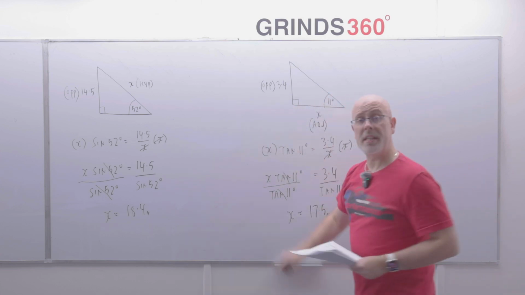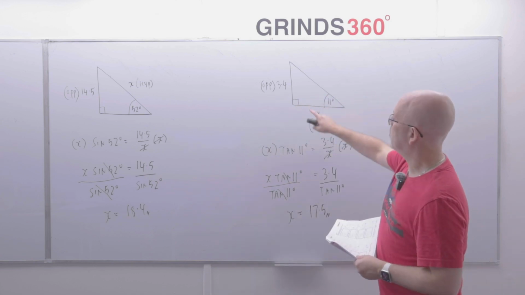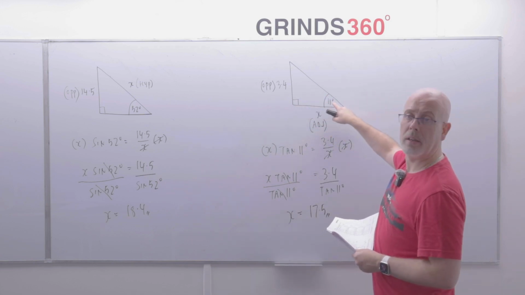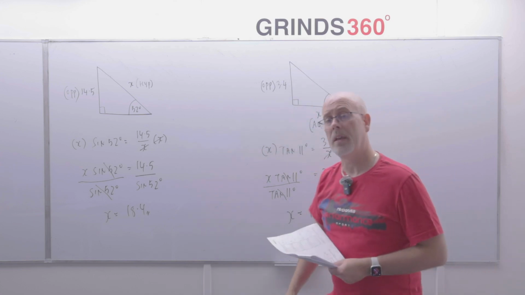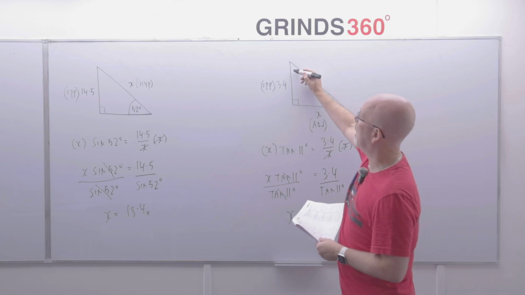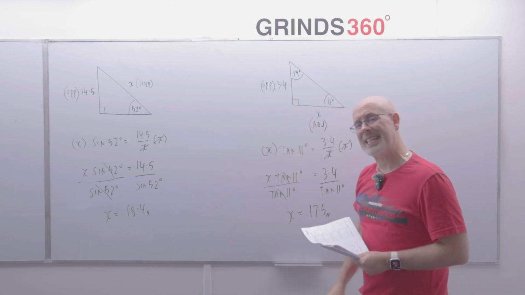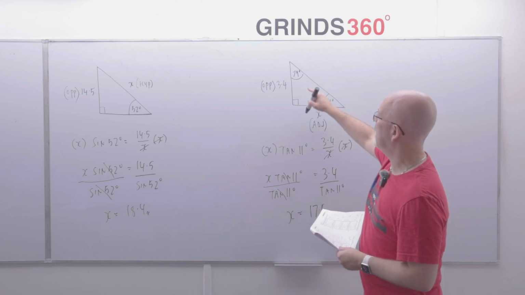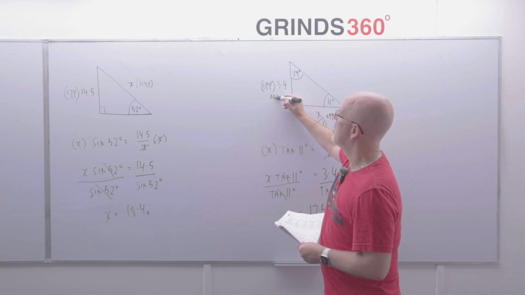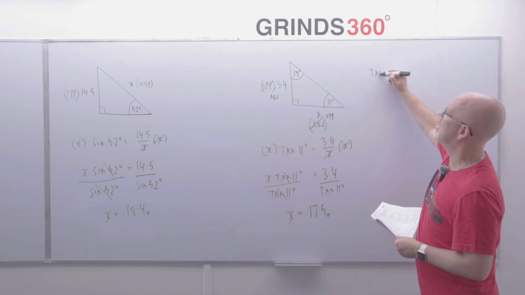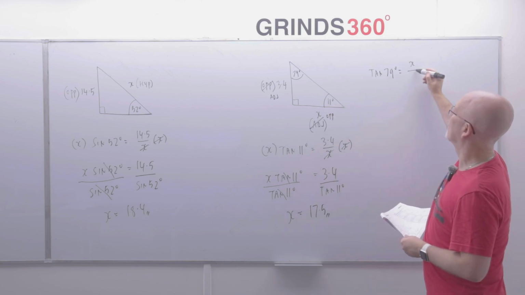Now, what you could have done in this one as well, if you're thinking options, just have it at the back of your mind that because I know these two angles here, if I subtract 90 from 180, it means the other two angles have to add up to 90. So if I take 11 from 90, I know that that one up there is 79 degrees. And if I use that angle instead, wouldn't that mean that this is the opposite instead, and that's the adjacent instead? So what I would have said there is that the tan of 79 degrees is opposite over adjacent, x over 3.4.